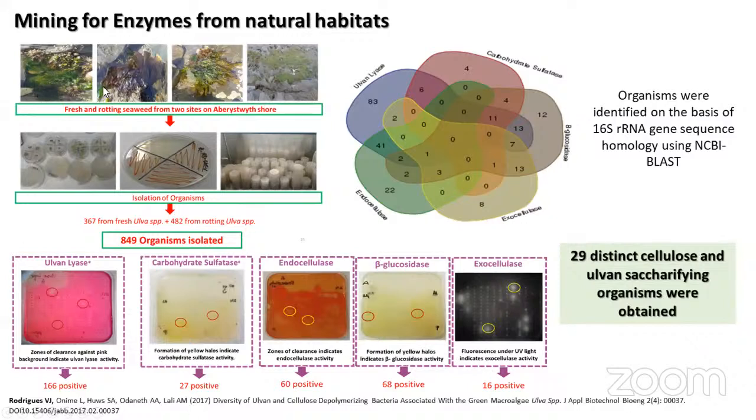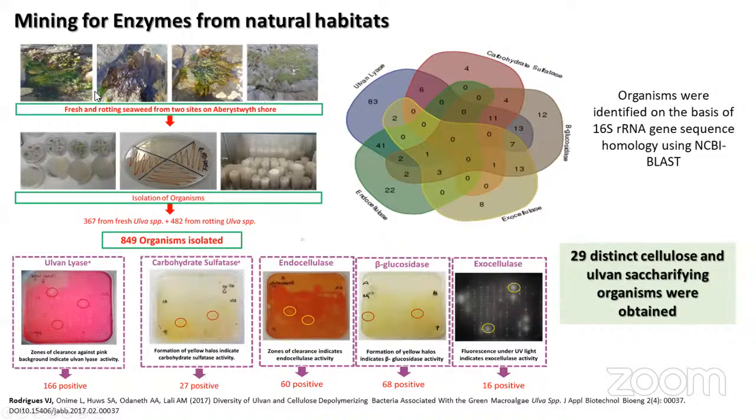I'll quickly take you through an example of work which we had done way back in 2017, where we had looked at rotting seaweeds. This was a collaborative project with Aberystwyth University, where one of our students had gone over to Aberystwyth to do this study. In this study, we had picked up fresh and rotting weeds from the Aberystwyth coast and isolated roughly 849 organisms individually from these systems.